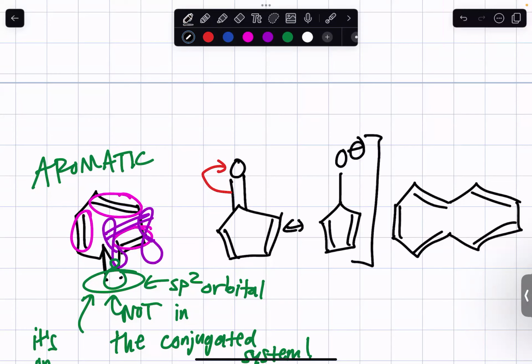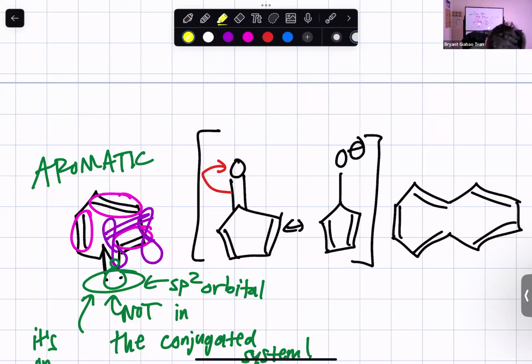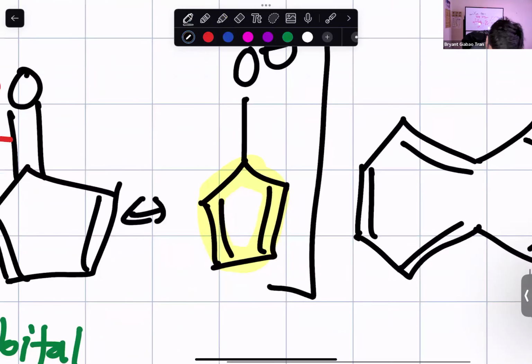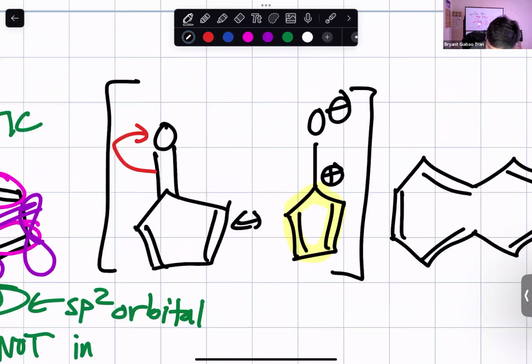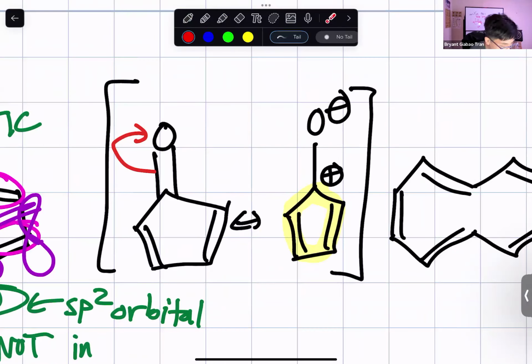Yeah. Right. And then the system that we're looking at is that right there. Ignore the bond to the oxygen. Right. This carbon will have a positive charge because it lost electrons.